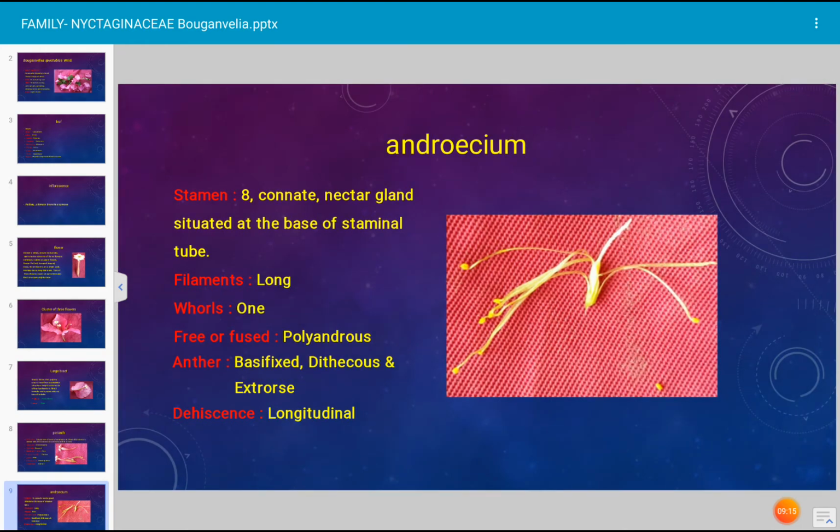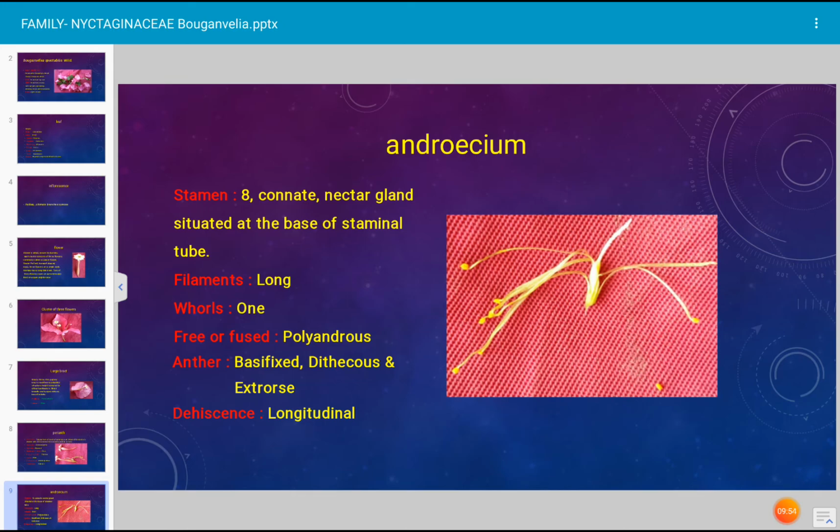This is the androecium of bougainvillea, family Nyctaginaceae. The androecium is the male part of the flower and consists of stamens, and in bougainvillea there are 8 stamens. Stamens are connate, nectar glands are situated at the base of the staminal tube, and the filaments are very long. The stamens are arranged in a single whorl, and all the stamens are free, not united. Hence, in taxonomic language, this is described as polyandrous condition.